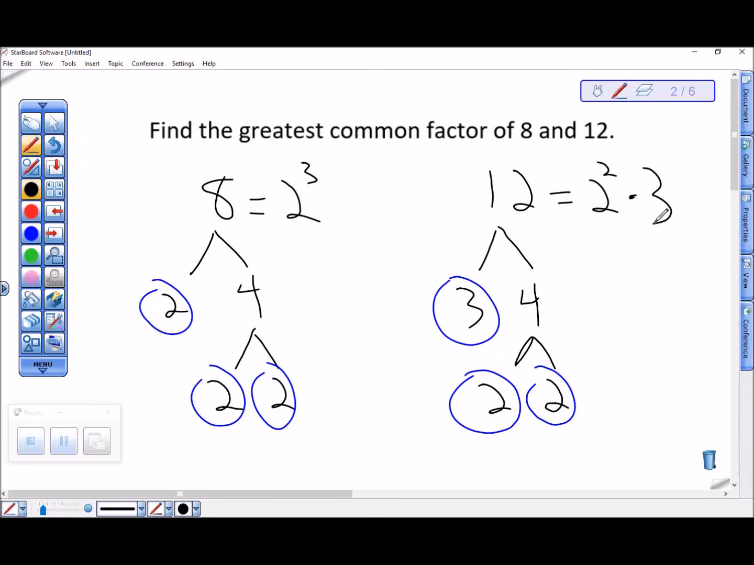Now, I'm looking for factors that appear in both. So the only prime factor that appears in both is 2, and the smaller power between 3 and 2 is this 2. So 2 squared, or 4, is the greatest common factor, just like we talked about on that first slide.